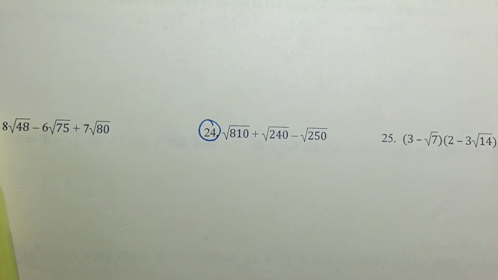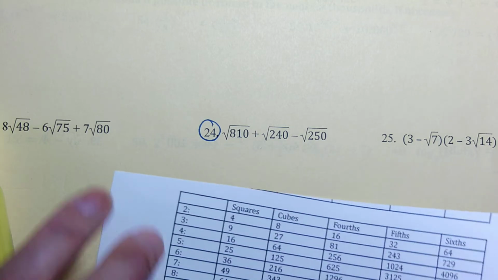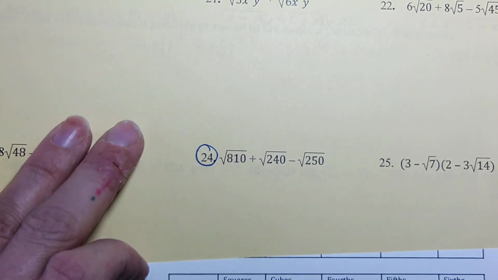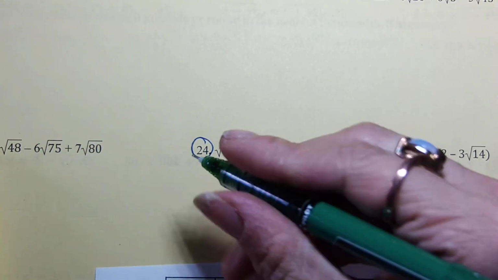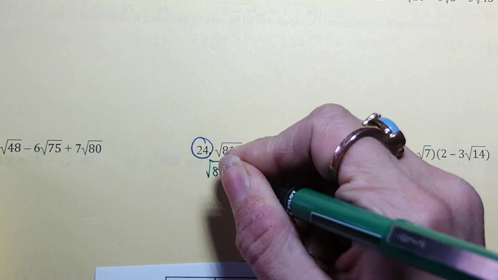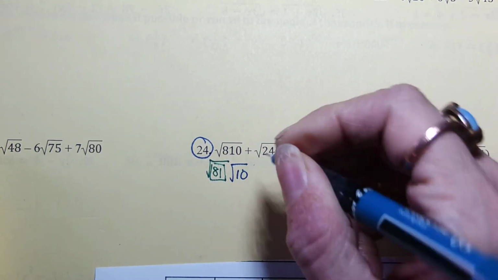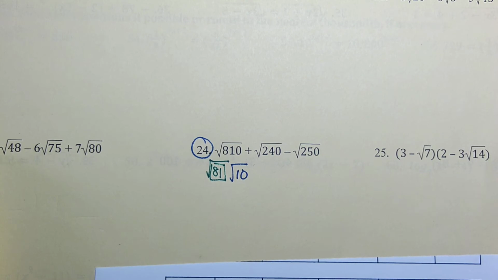So looking at the square root of 810, what jumps out to me about this one is the 81. So I'm going to go ahead and take out a perfect square factor of 81, which leaves me with the non-perfect square factor of 10. Now 240, why would I not want to split that into 24 and 10? Neither of those are perfect squares.